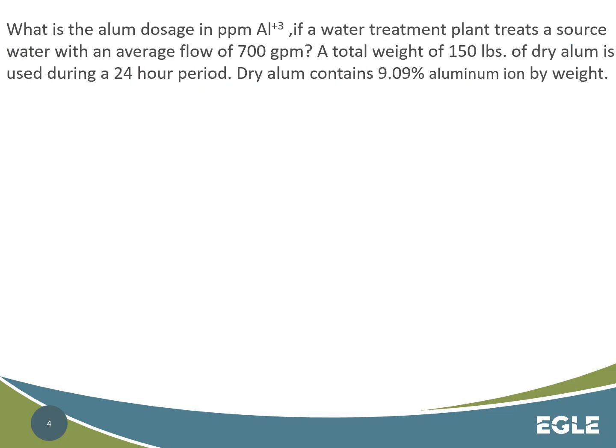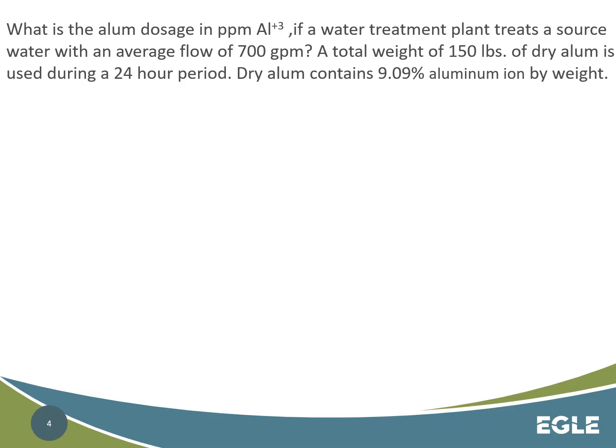Let's take a quick look at a basic alum dosing calculation. The problem statement reads, what is the alum dosage in parts per million of aluminum ion if a water treatment plant treats a source water with an average flow of 700 gallons per minute? A total weight of 150 pounds of dry alum is used during a 24-hour period. Dry alum contains 9.09% aluminum ion by weight.